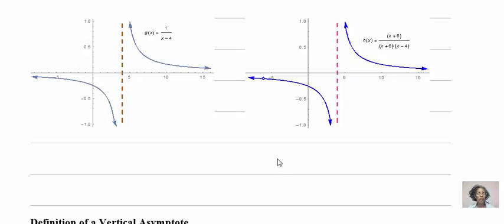So that's the only place the two graphs are different. At all other values, the two graphs look exactly alike. They have the same points. But when x is negative 6, h of x has a hole in its graph. g of x does not.